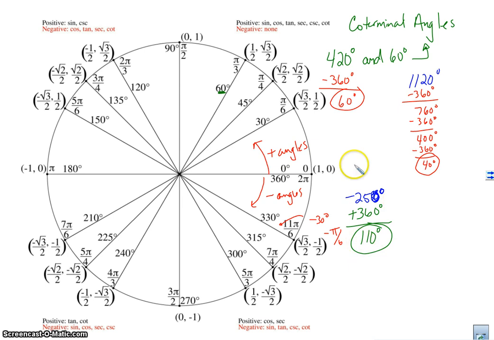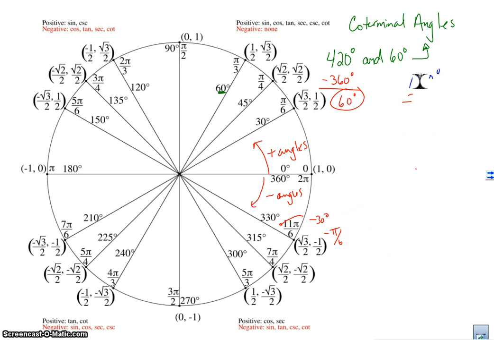What do we do here if it's radians? Well, with radians it's about the same idea. Instead of subtracting 360, we're going to subtract 2 pi, because 2 pi is 360.